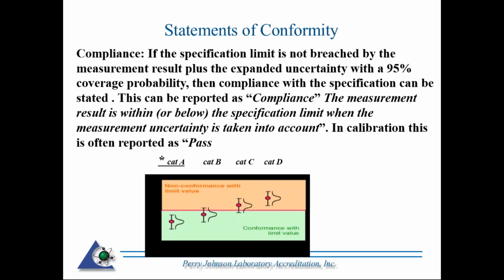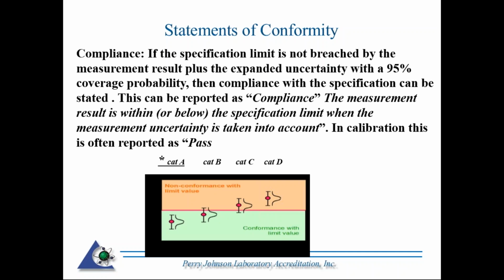Okay, so here we have illustrated various scenarios. For compliance, you can stay compliant if the specification limit is not breached by the measured result plus the expanded uncertainty, taking into account a 95% coverage probability. Then compliance with the specification can be stated. This is normally reported as compliance: the measurement result is within or below the specification limit when the measurement uncertainty is taken into account. In calibration, this is often referred to as a pass.